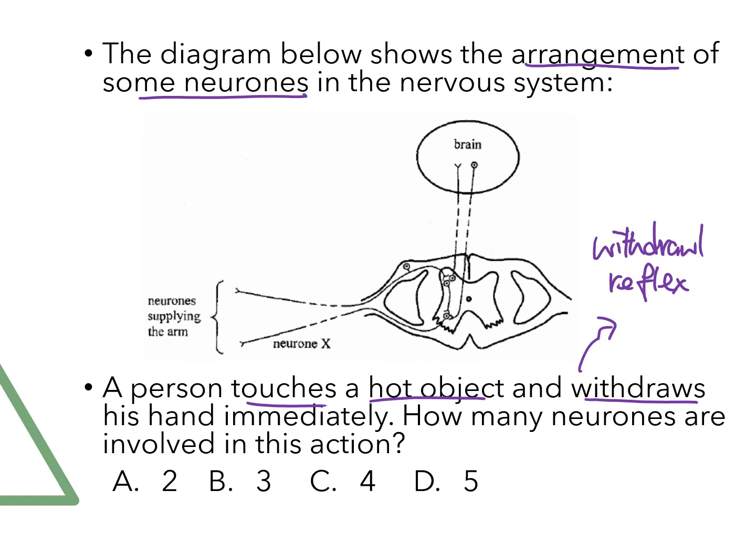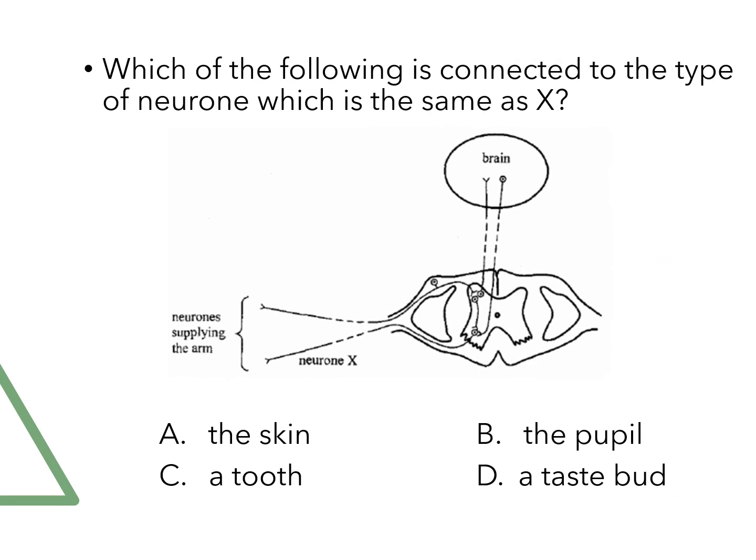So for reflex action, very importantly, it does not involve the cerebrum, the brain. So how many neurons should be involved? It should only involve 3 neurons. The sensory neurons, interneurons, and the motor neurons only. Question 2. Which of the following is connected to the type of neurons which is named as neuron X? In order to know what is neuron X, we have to identify all 3 neurons in the following picture.